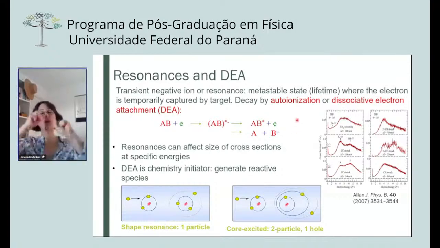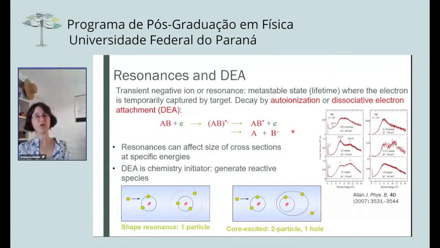Or if the nuclei move fast enough, it might be that the molecule breaks up before the electron can detach, and therefore you have a breakup of the molecule in which the electron remains attached to one of the products of that breakup. So this is dissociative electron attachment, and it is very interesting because it is a chemistry initiator. In general, it will generate reactive species like anions or radicals that will go, if they're in the medium, to interact with other molecules and give place to chemistry and other processes. The resonances are not only important because of dissociative electron attachment, they can also affect the size of the cross-sections for other processes.